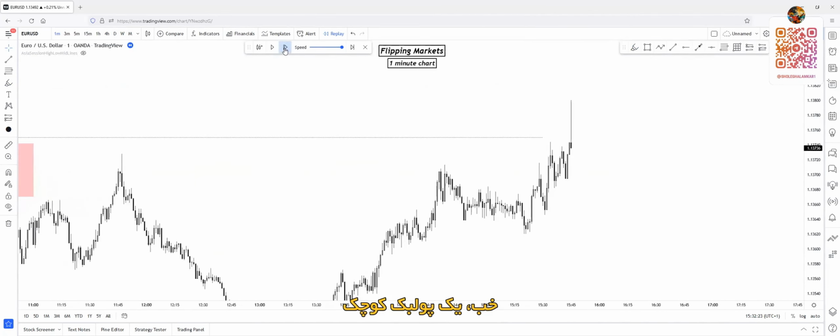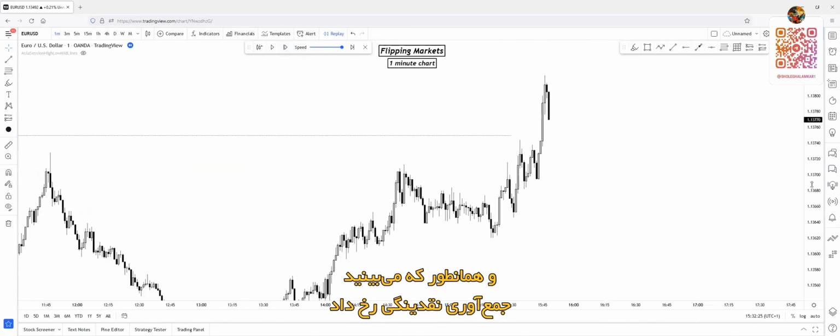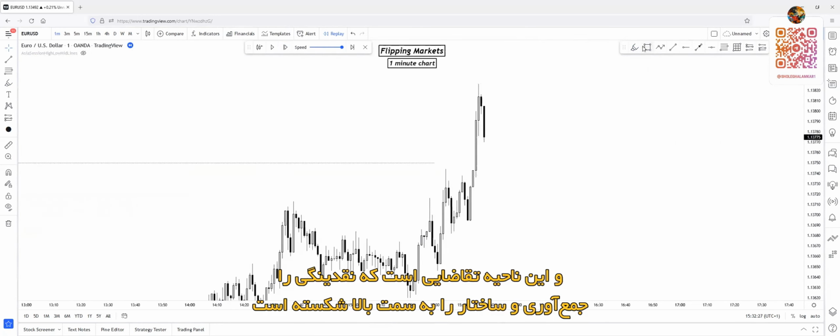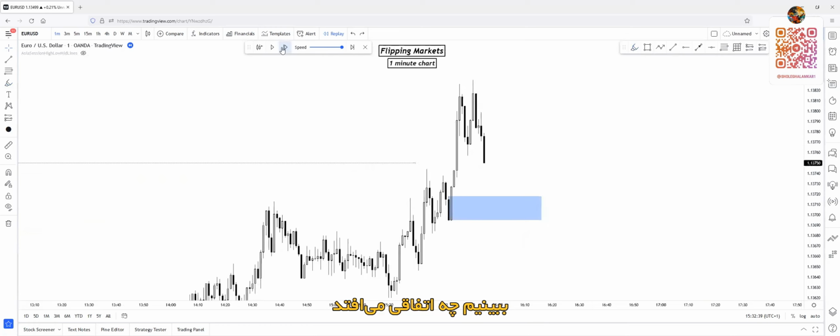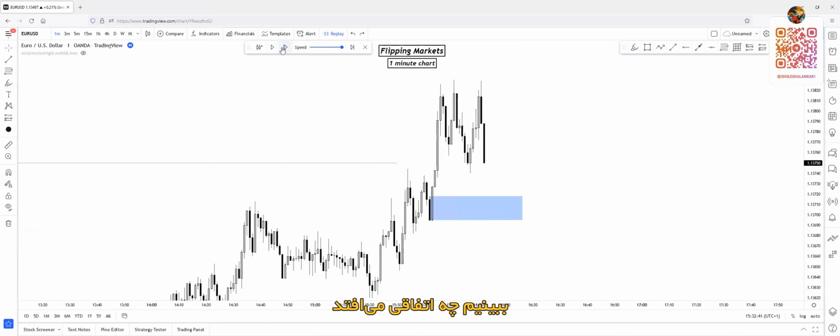Okay, small pullback. And actually the sweep happened, as you can see. And this was the last demand zone that created the sweep and the structure breakout to the upside. Let's play price forward. Price swept this liquidity line, as you can see. Let's see what happens next.